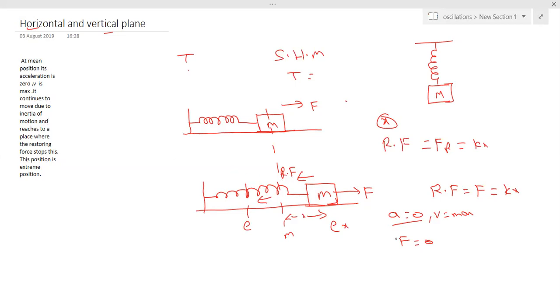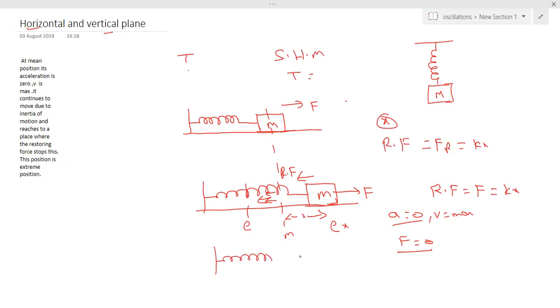Okay, so what happens? Though force is 0 at mean position, because of inertia of motion, it will move like this. So when it moves like this, what will happen? See, at this position, if this mass is at mean position, the spring will be in the unextended state. That is, force is 0. That's what our concept says. Now, what happens if this mass, because of inertia of motion, moves towards this direction? Slowly, the spring will compress. Okay. When the spring compresses, what will happen?